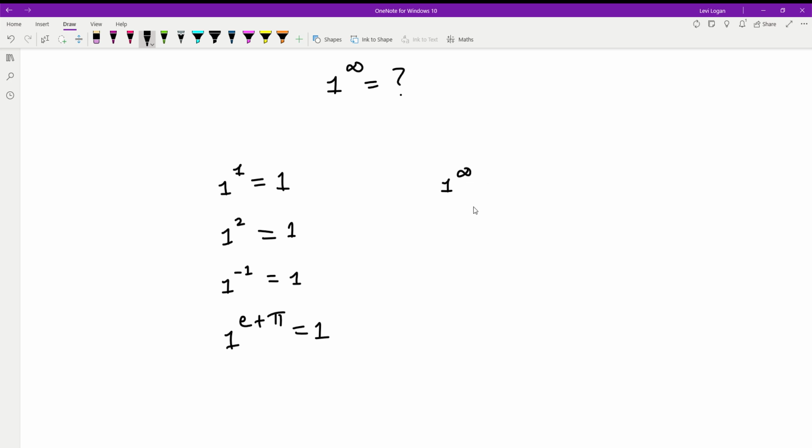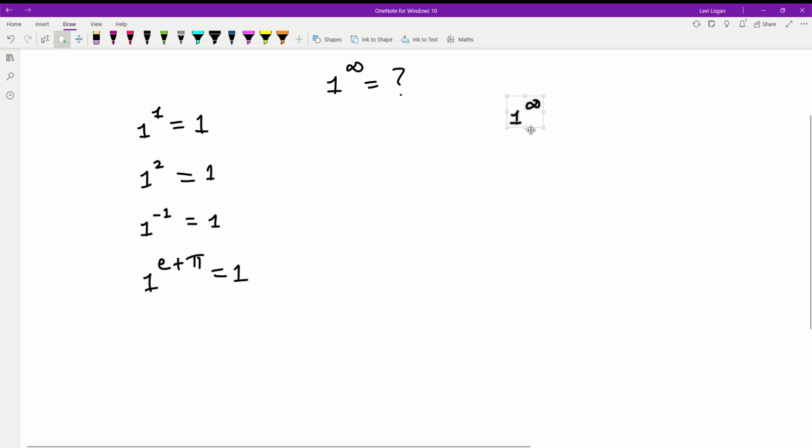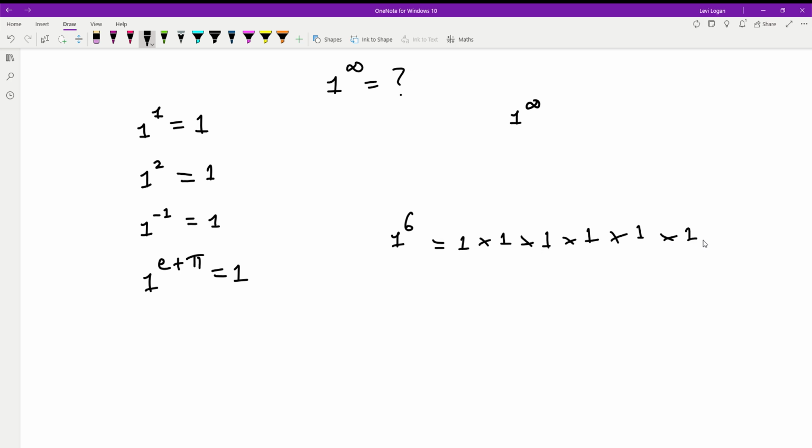Except infinity, right? Now, the reason why this is indeterminate form is for a couple of things, to do with some limits and with logarithms. Specifically, we need to break down what we're actually doing here and what it does at infinity. If we think of 1 to the power of 6, that's 1 times 1 times 1 times 1 times 1, and then one more 1, which is equal to 1. If you were to do that to infinity, you're basically doing this an infinite amount of times. Now this can't really work.